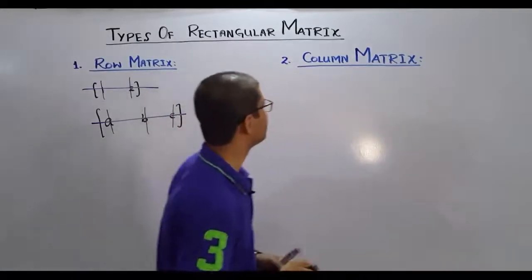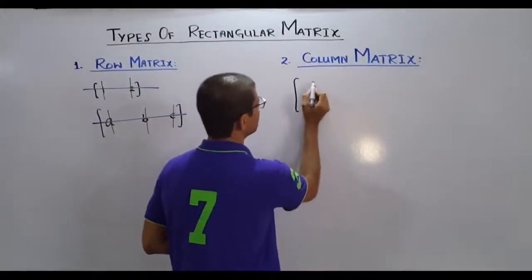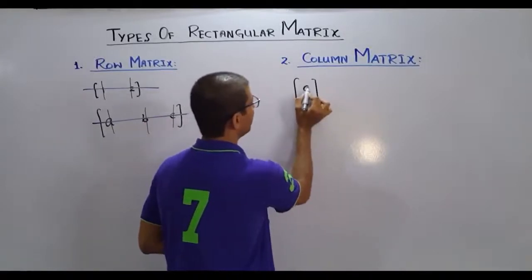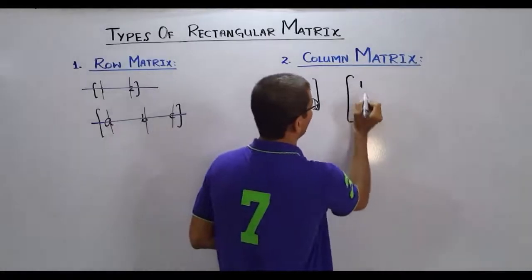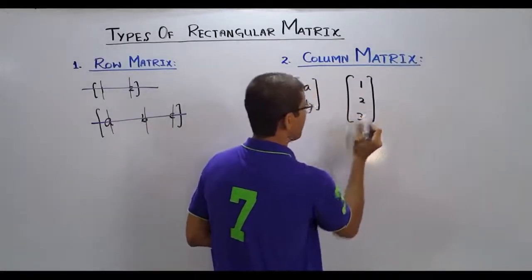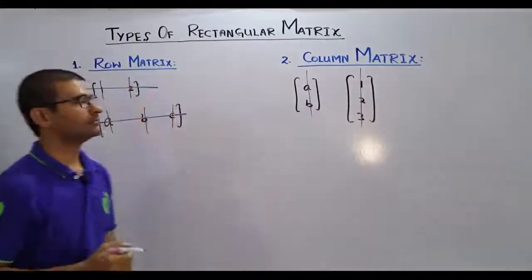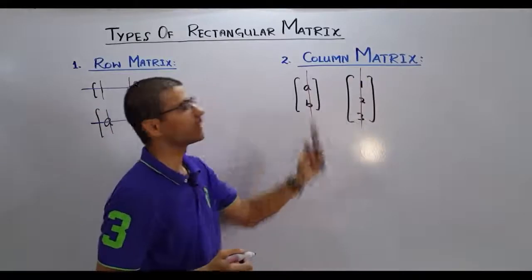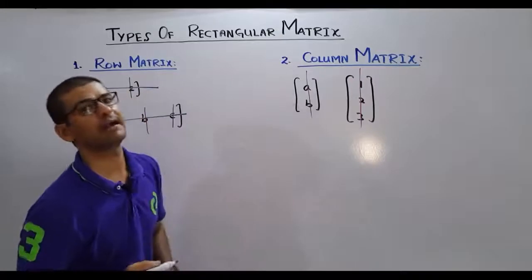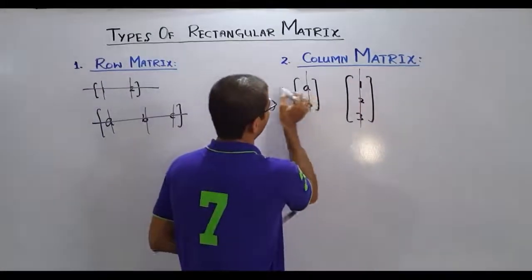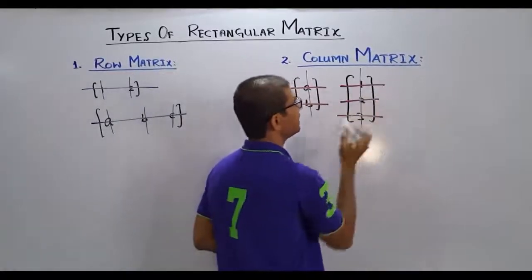Now students, next type is column matrix. What is a column matrix? A matrix that has one column. For example, we have this matrix 1 2 3. They have only one column, so these two matrices are column matrices. And what about the number of rows in column matrix? This matrix contains 2 rows. This matrix contains 3 rows.